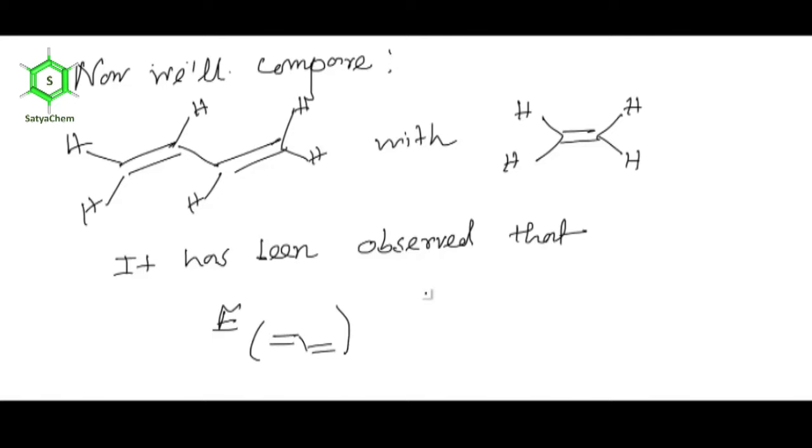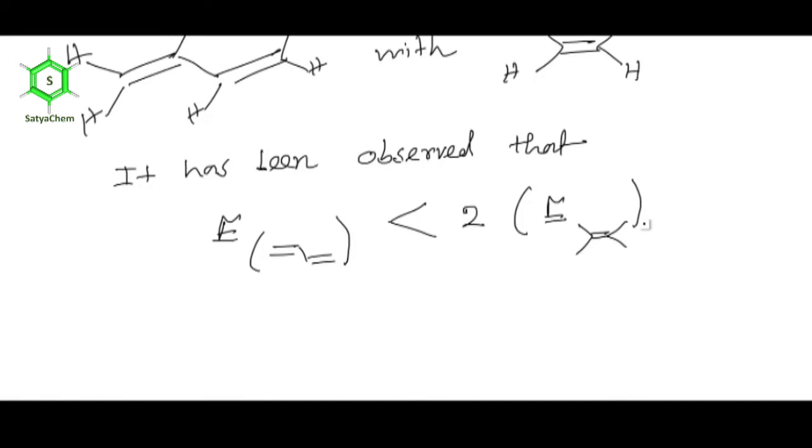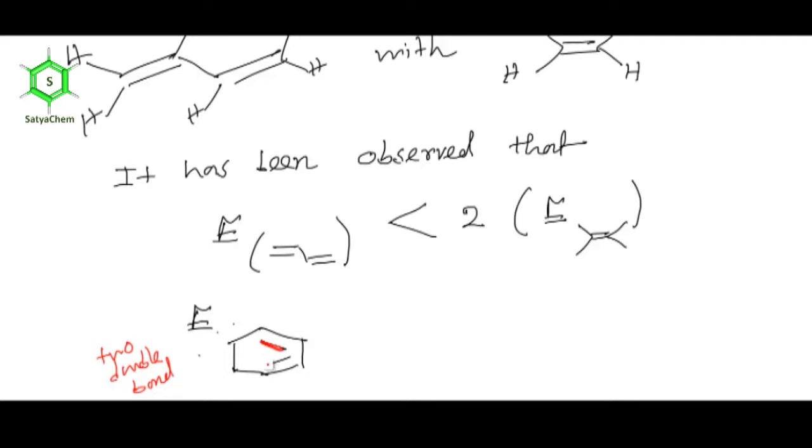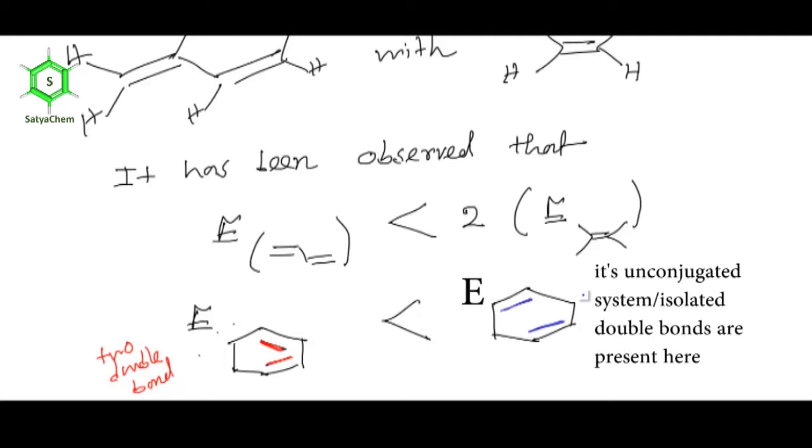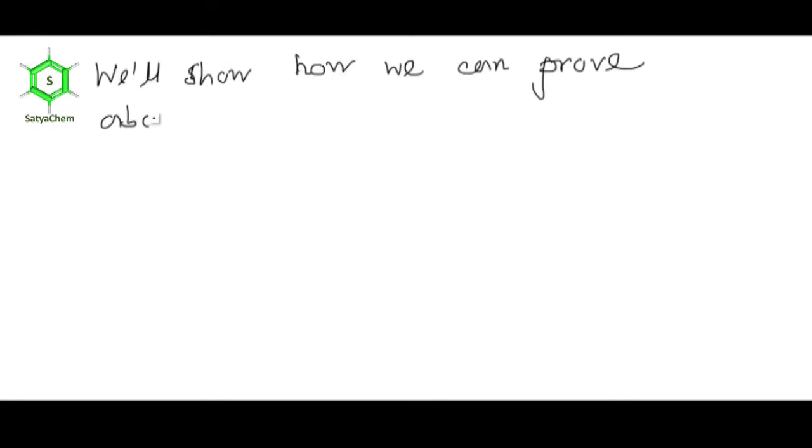Similarly, the energy of 1,3-cyclohexadiene is less than the energy of 1,4-cyclohexadiene. In 1,3-cyclohexadiene we have two double bonds that are conjugated, and in 1,4-cyclohexadiene we have two double bonds, but those are isolated double bonds. Now we'll show how we can prove the above inequality.